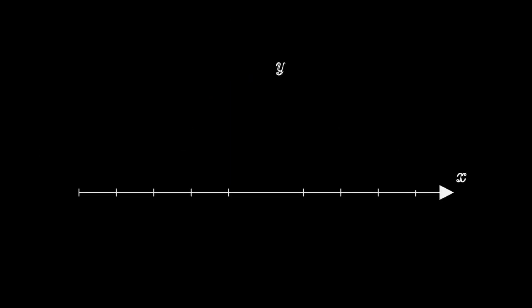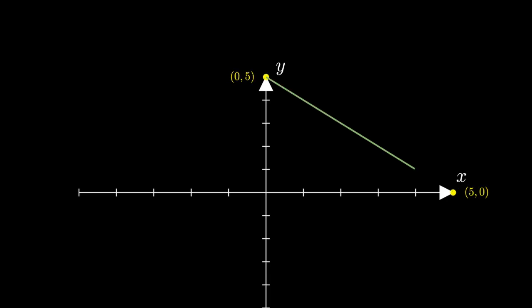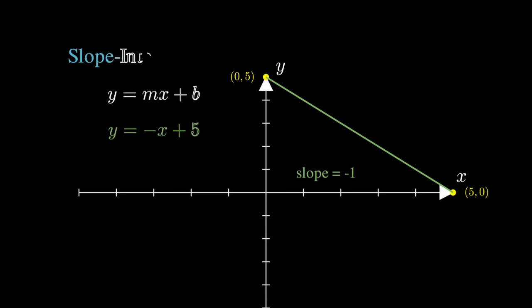There are a multitude of forms of linear functions, and today we'll discuss a few of them. First is the slope-intercept form. y equals mx plus b. This form makes it easy to read out the slope m and the y-intercept b. Here are examples: y equals negative x plus 5, clearly showing a slope of negative 1 and a y-intercept of 5.